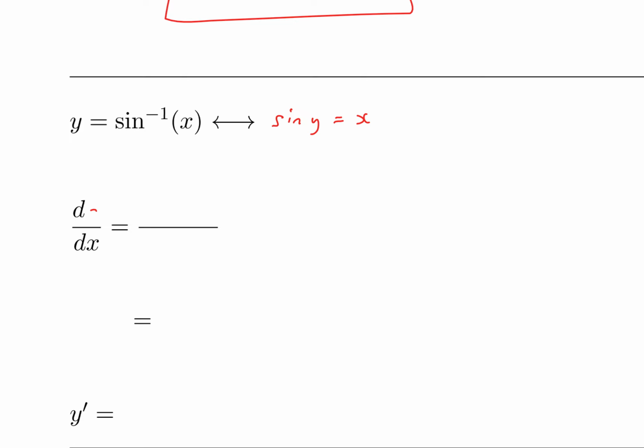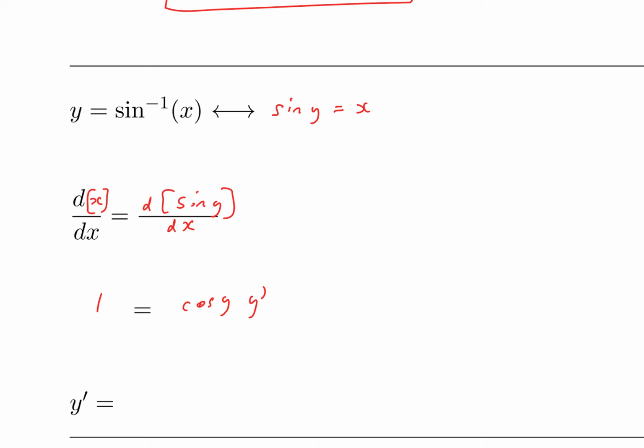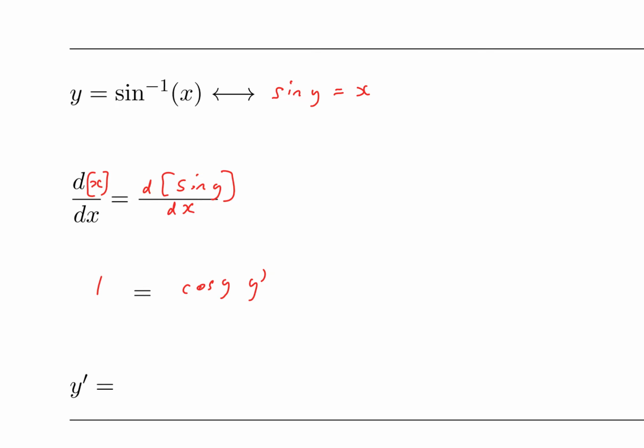And so dx, of course, it's going to end up being 1. And on the right-hand side, we've got the derivative of sine y per dx. And so this ends up becoming 1 equals cosine y times y prime. And then we solve for y prime, simply dividing through by cosine. And we get 1 over cosine y.